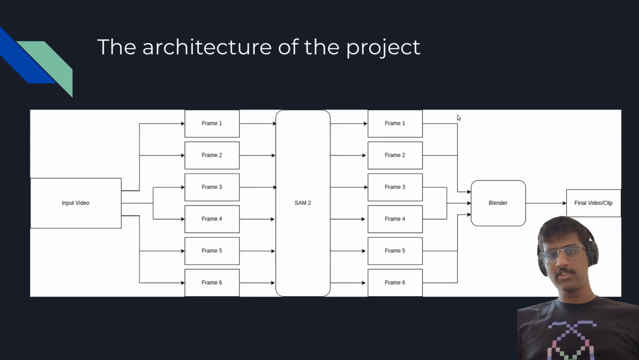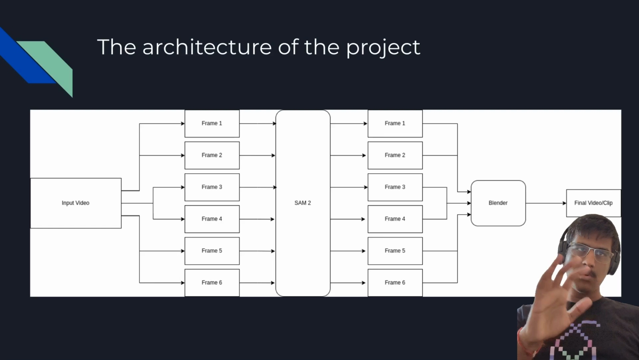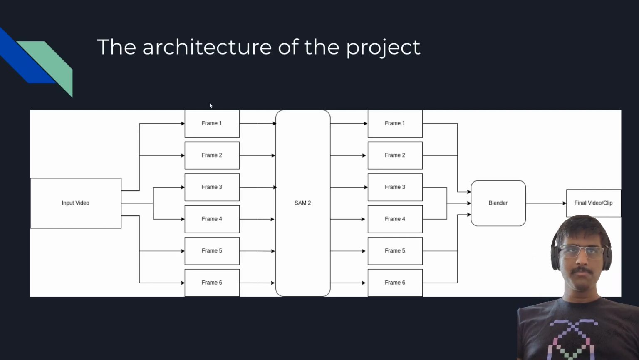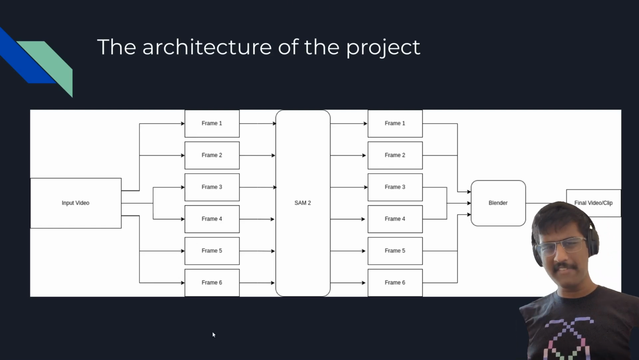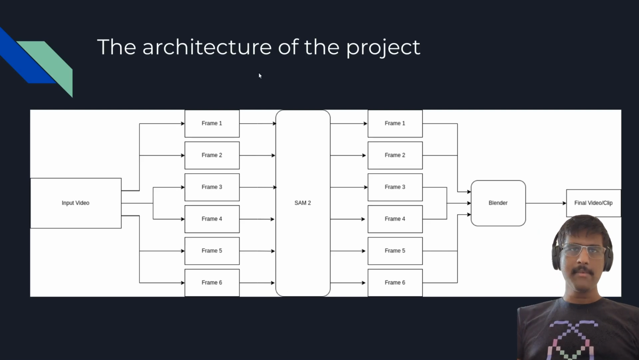So, what is the architecture of this project? We're going to have the input video, and we're going to split it into a bunch of different frames. We're just going to be using FFmpeg for that. We're not doing anything fancy. Then we're going to feed them all into SAM2.